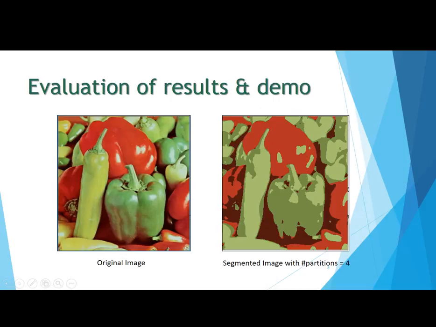Okay, so let's evaluate some of the results we have got from this project. So this is my original image, and this is my segmented image. I have set the number of partitions to be 4, which means that in the right image, we have 4 different colors that are actually the mean of all the colors present in the original image. If we had set the number of partitions to be 5, we would have had 5 different colors defined in this image.